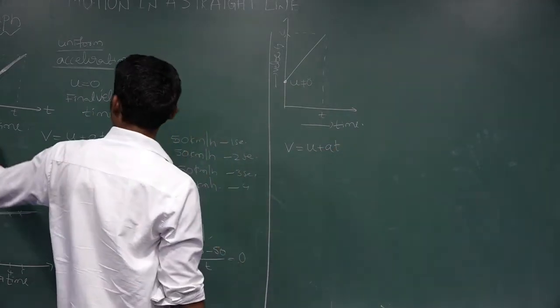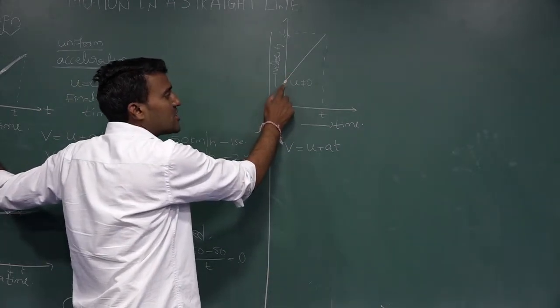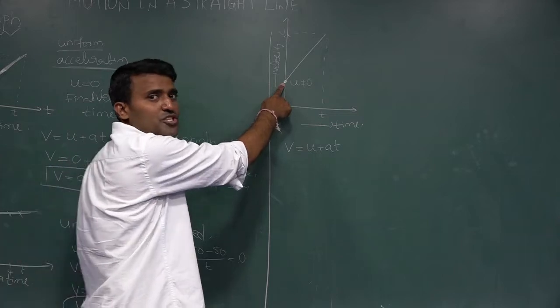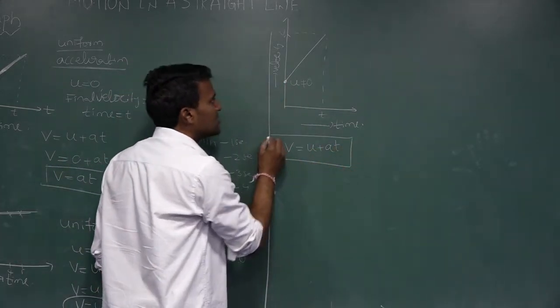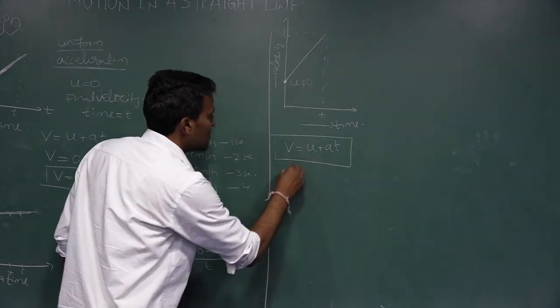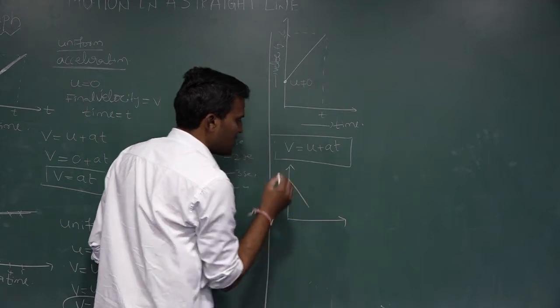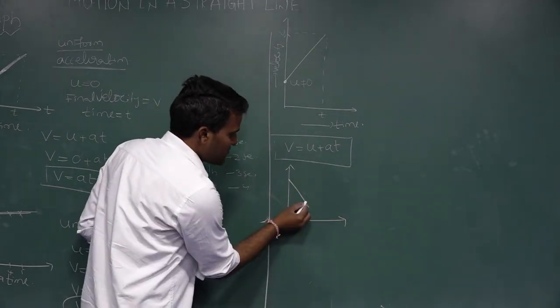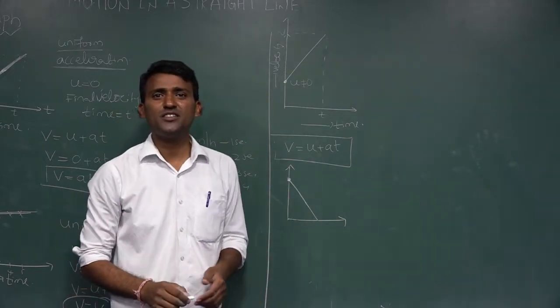See, in the earlier situation initial velocity is 0, but here there is a y-intercept. Here initial velocity is not equal to 0. v equals u plus at. Now, like this I am writing here. Isn't it? Here, what is the meaning of this one?